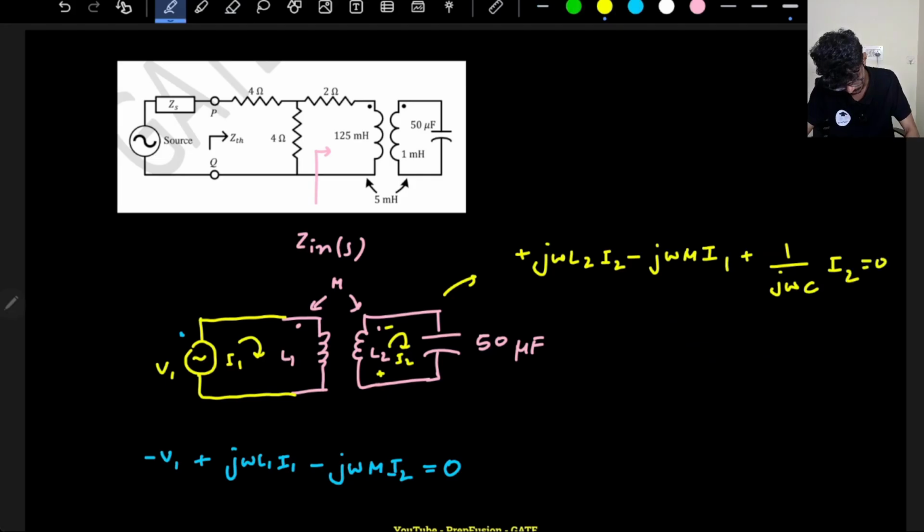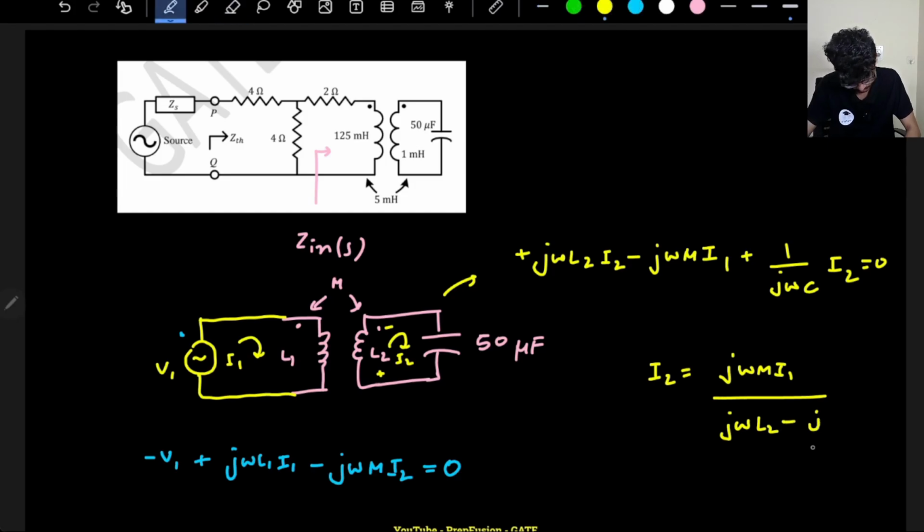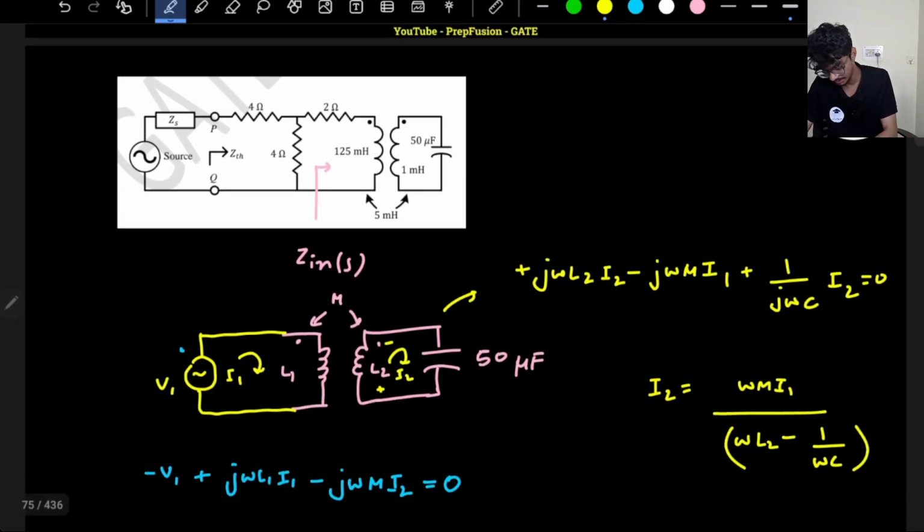I1 into I2 will be equal to 0. So from here I can directly write what my I2 is actually equal to. My I2 will be equal to j omega M I1 divided by j omega L2 minus j, I can cancel out, basically j will not be there. So this will be 1 by omega C. So from here I can directly write what is my I2.